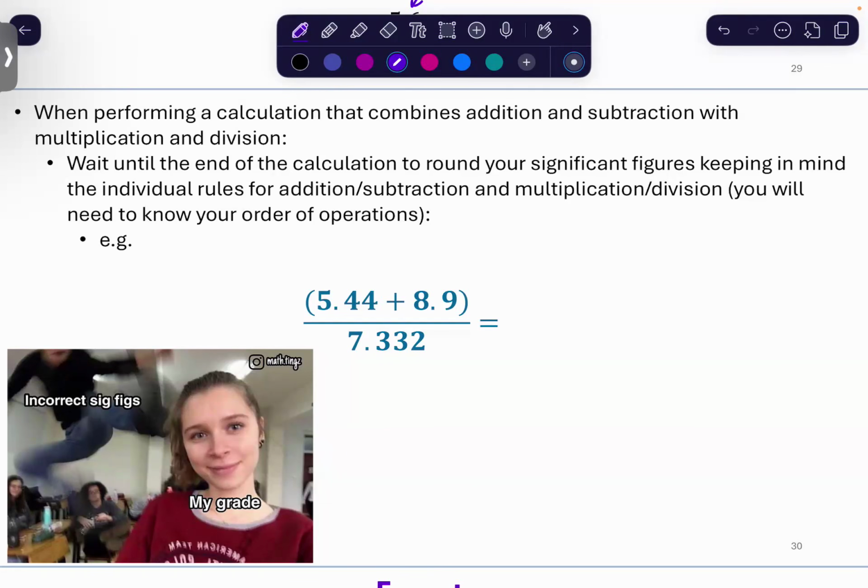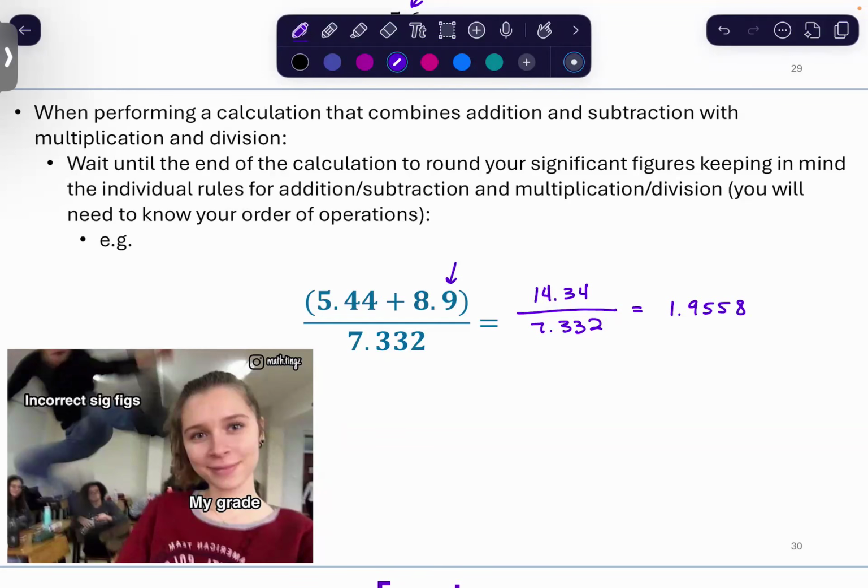Okay, when I do that addition, my calculator gave me 14.34, over 7.332. Now, you notice I didn't round that addition. If I had rounded that addition, I would have had to have rounded it to 1 decimal place because of the 8.9. But I want you to keep that in mind. So this is going to take some practice. Now, when I divide these two without rounding, I get 1.9558. Okay, now, how would I end up rounding this?